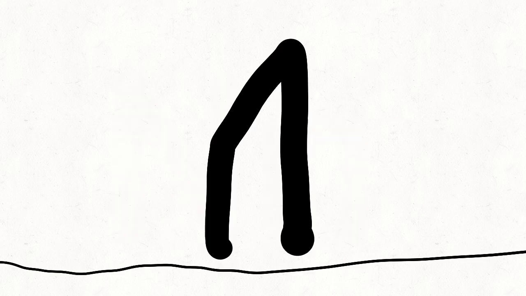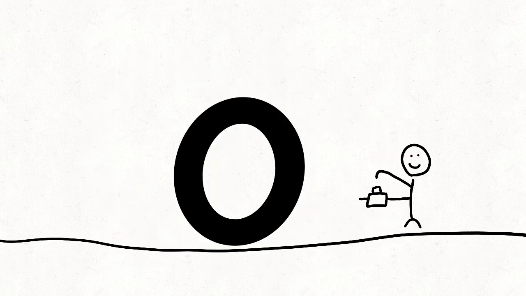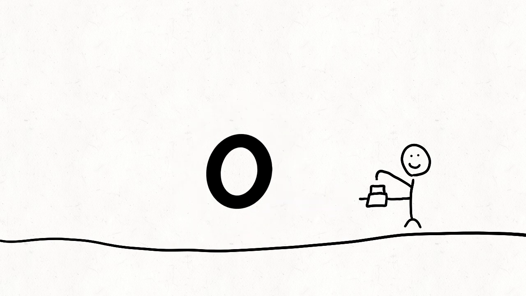Up next, M. For M, let's squish the letter down and add these 2 points. Up next, N. Yep, that's my lowest case N. Up next, O. For O, all we have to do is shrink it down.